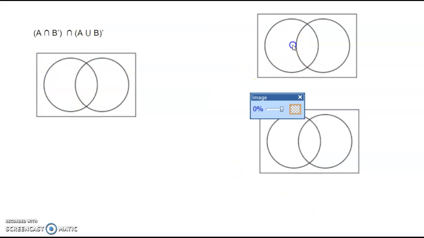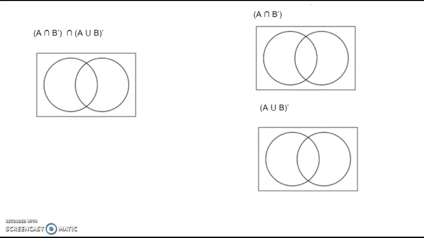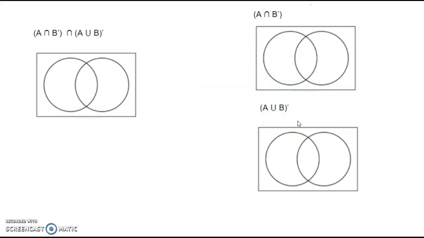Here's a more challenging one, but nothing that we're unable to do. So we're going to shade A intersection B prime, then we're going to find out where that overlaps with A union B prime. So I'm going to treat these separately. First I'm going to do A intersection B prime, and we're going to find out where A intersects B prime. And as we, I think, know by now, it's in that region there.